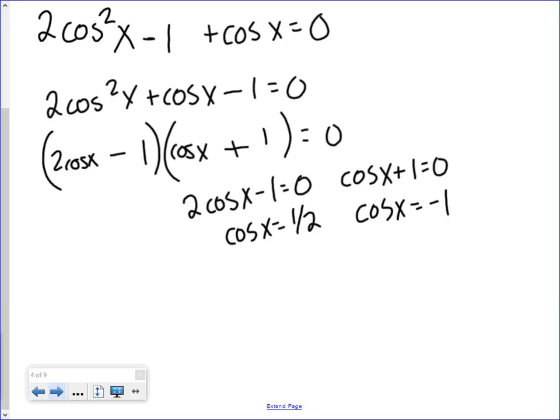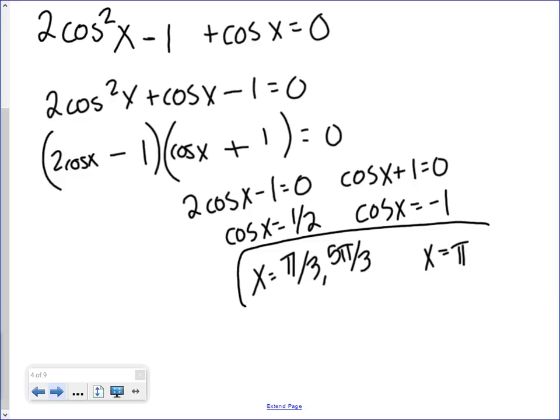Trevor, can you give me some angles that have cosine of 1/2 between 0 and 2 pi? Pi/3. Do you know our second one? 5 pi/3. Excellent. Quadrant 1 and quadrant 4 will have positive cosines. And David, can you tell me the angle where cosine is equal to -1? Excellent, pi. And so you have your three solutions.